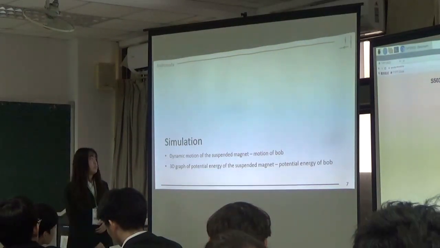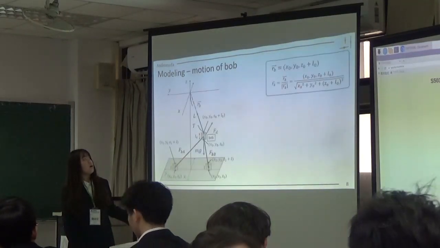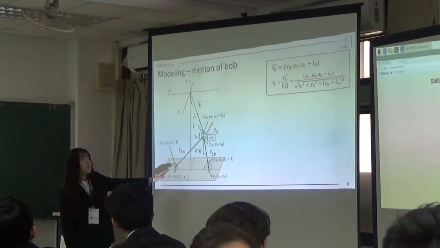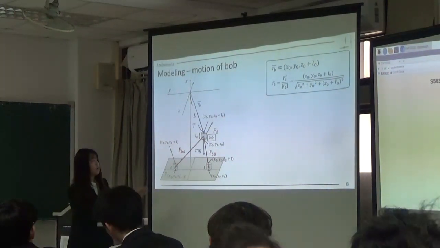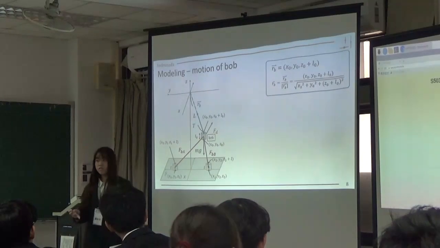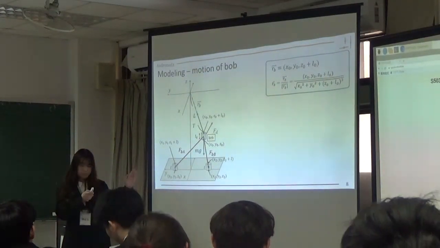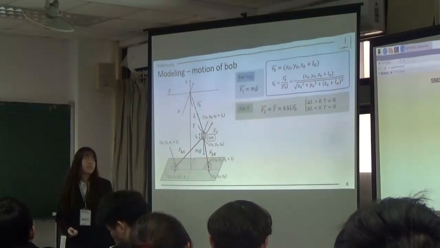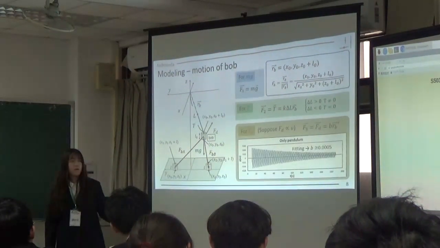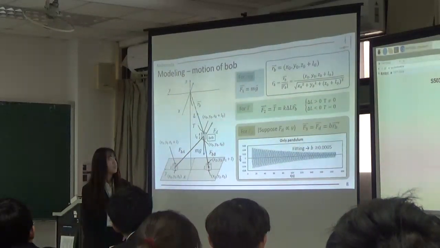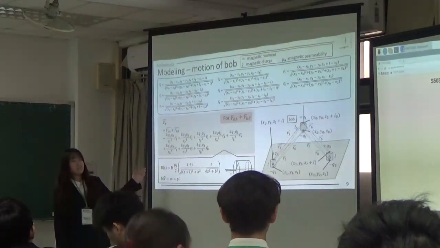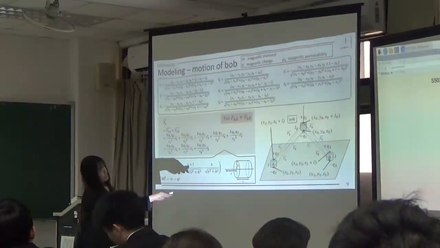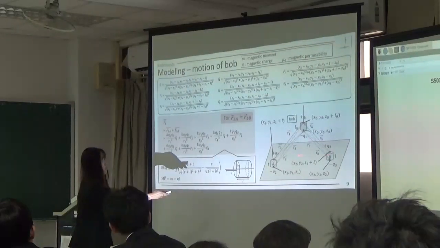First is the simulation. We call the suspended magnet Bob, and here is the first analysis of it. From this graph, we can know that there are totally 4 forces exerted on the Bob. First one is the gravity, second one is the rope tension, third one is the air resistance, and fourth one is the magnetic force caused by magnet A and magnet B.